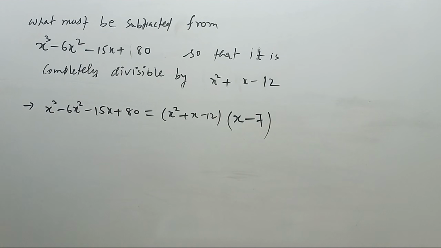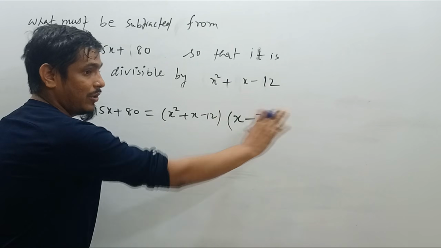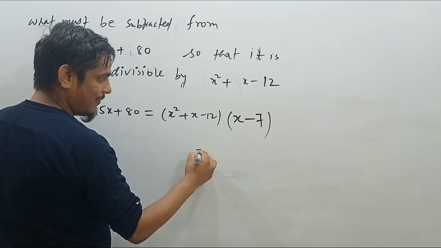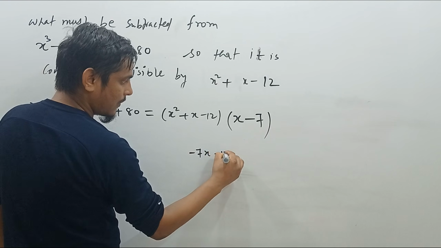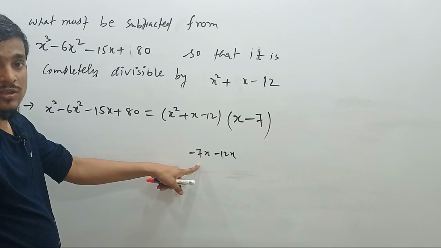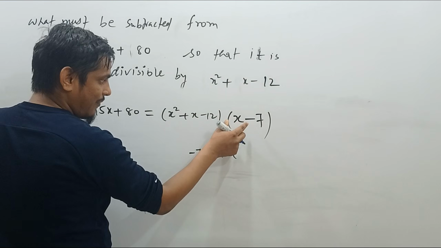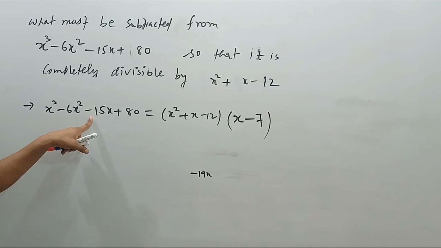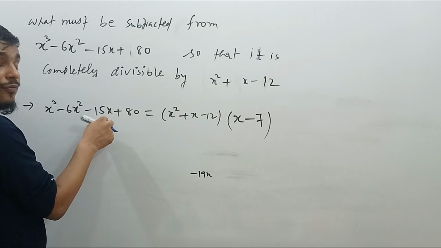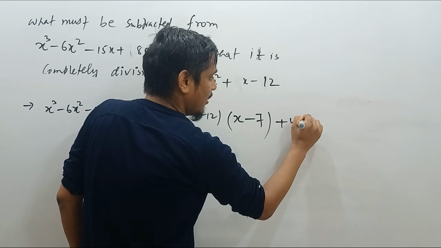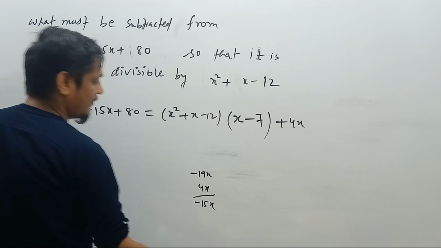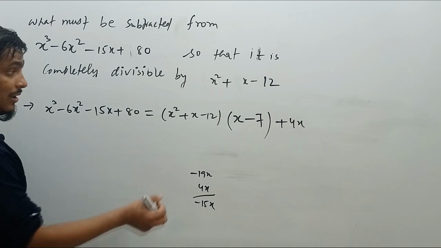So that way we found the quotient. But we don't know what the remainder will be. Both sides should be equal. Now this x multiplied with negative 7 gives negative 7x, and this is negative 12x, so we get negative 19x. But on the left we have negative 15x. To make negative 19x into negative 15x, we need to add 4x. Negative 19 plus 4 is negative 15.